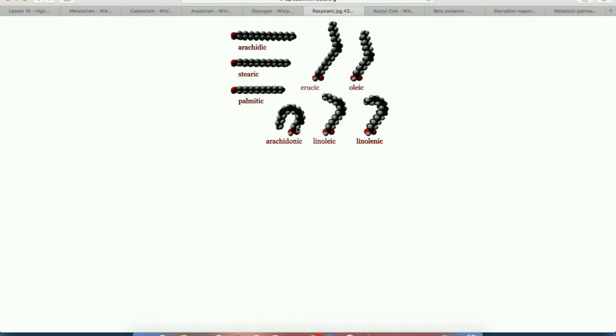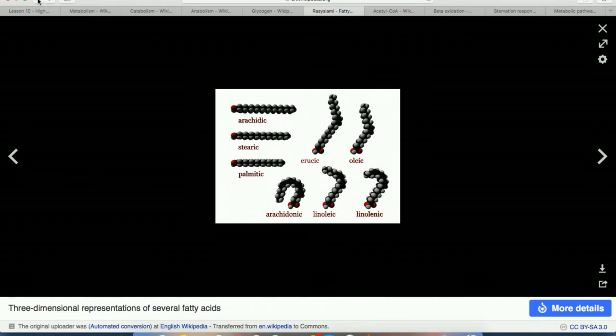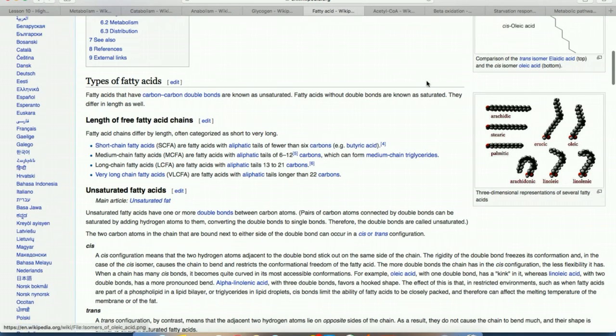So sometimes they are bent. I wonder why they are bent. Okay, and some of them are straight. All right. So we could see a little more and see.